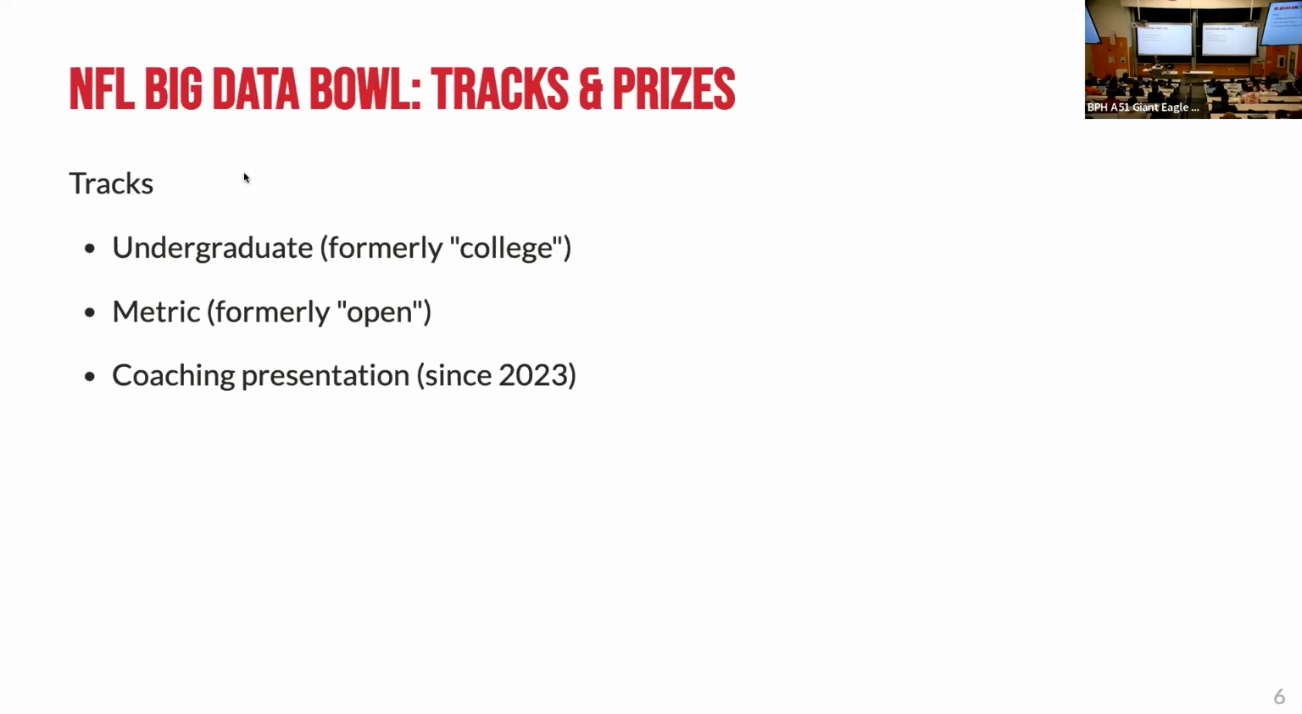All right, so in terms of the tracks, for 2024, there are 3 total tracks. The first one is undergraduate, formerly known as college. If your team consists of all undergraduate students from your institution, you should be able to enter this track. And then we have a metric track, formerly known as the open track, where if you're a graduate student, you work in industry, etc., you can enter this track.